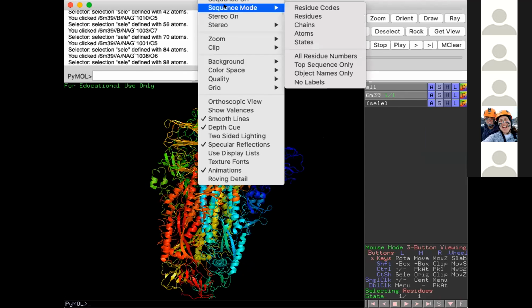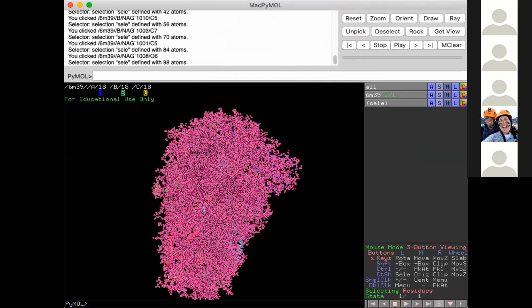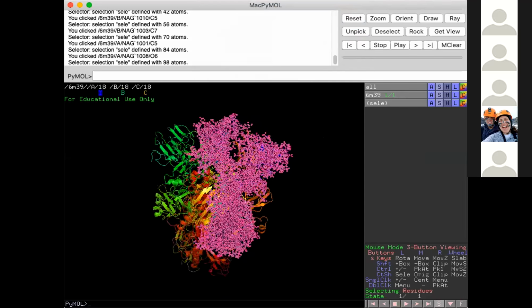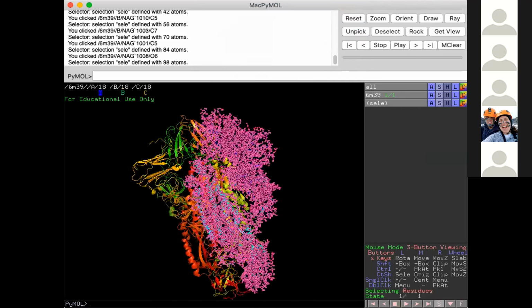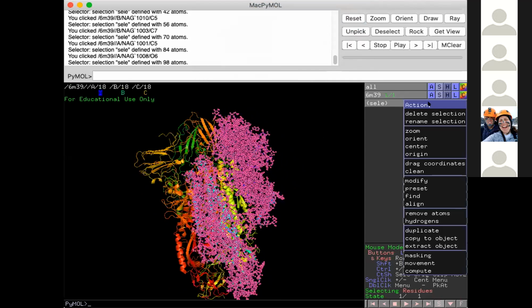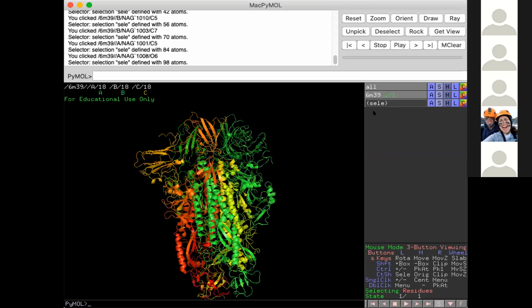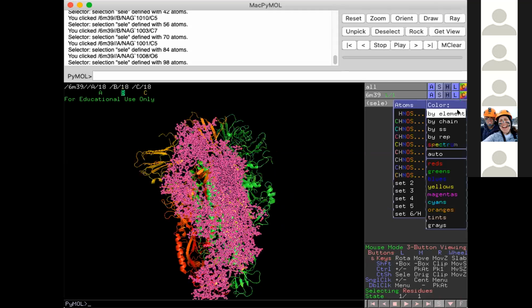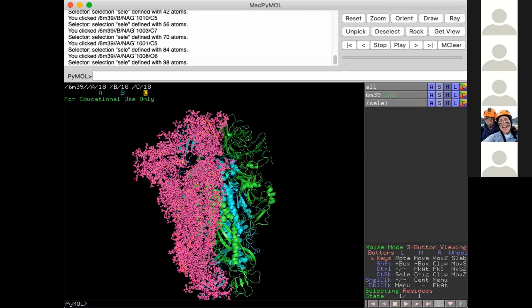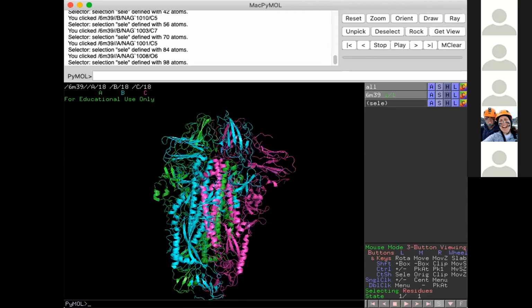I'll display the sequence mode in chain identifiers. And immediately you should see that there are only three chains and they're the same three chains. So the overall quaternary structure of the spike protein is a homomer. For each of these, you could color by element. So there is the spike protein homomer.